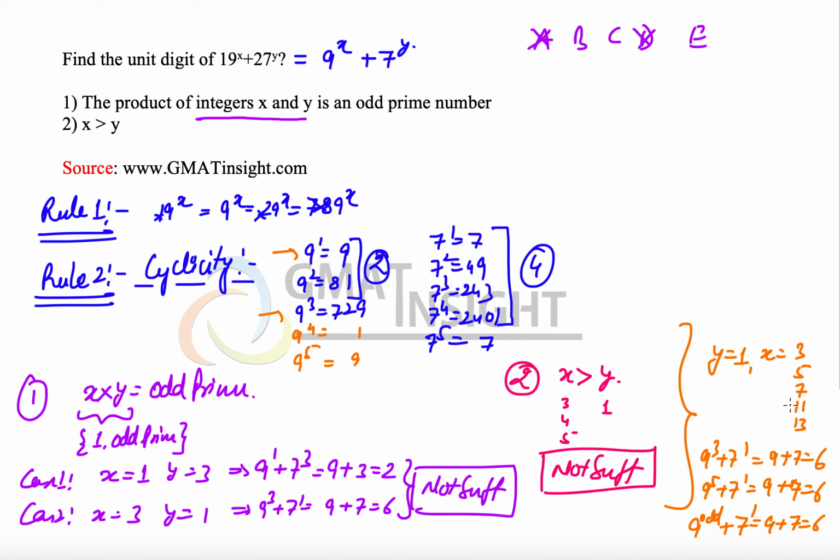So even though we do not have a consistent value of x, the unit digit of 9 to the power x plus 7 to the power y is always 6, and since we have a unique answer, we say that the two statements together are sufficient to answer the question, and the answer becomes option C.